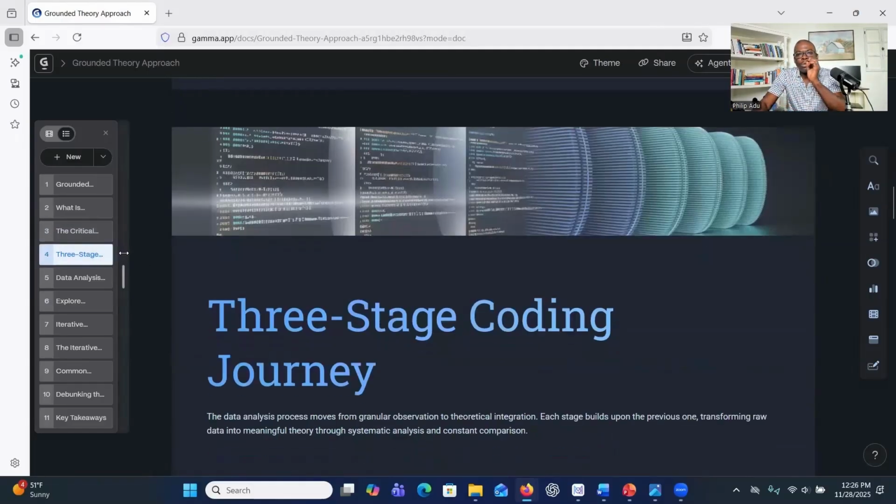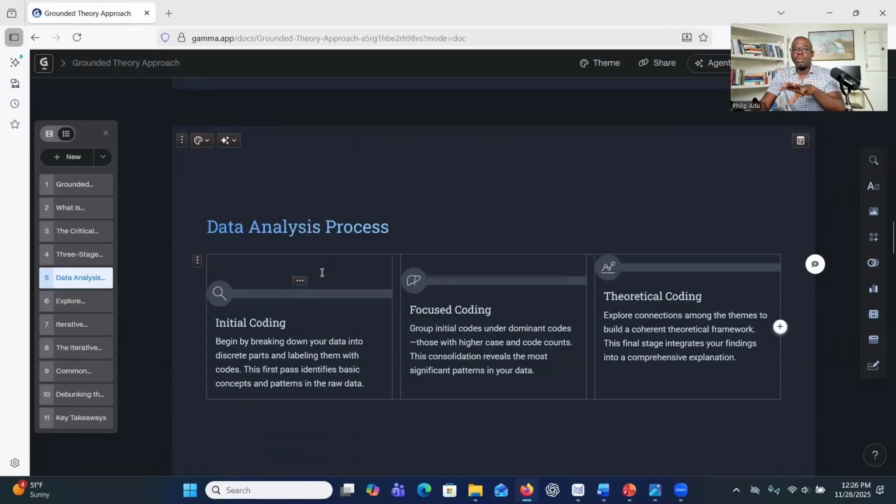There are about three main stages that you have to pass through when you are analyzing your data. And I'm going to briefly talk about them.